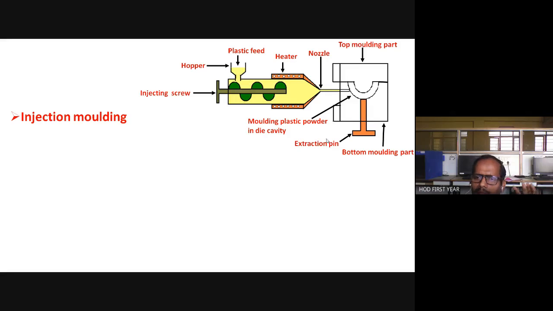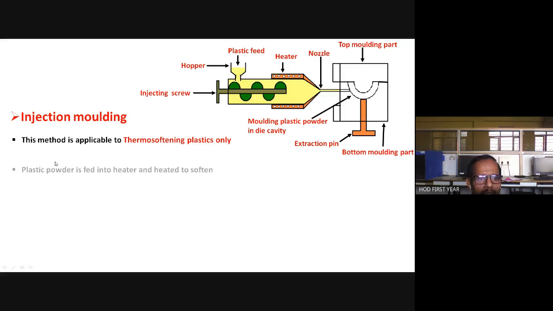So first we should mention the plastic that can be molded. This method is applicable to thermosoftening plastics only. I wrote only here because the earlier two methods, compression molding and transfer molding, are applicable to all types of plastics, preferably thermosetting, but they can be used for thermosoftening also. But for injection molding I used only one.